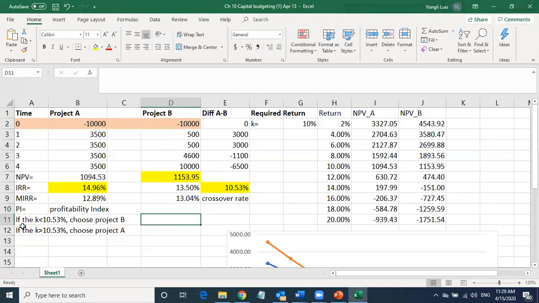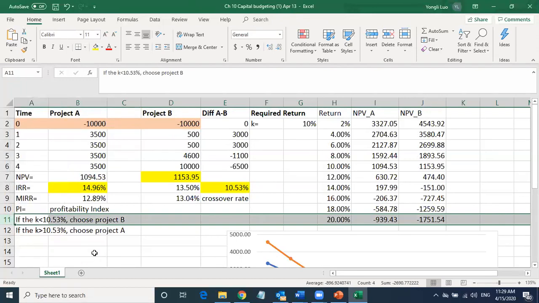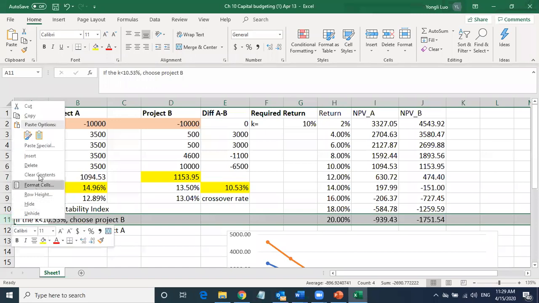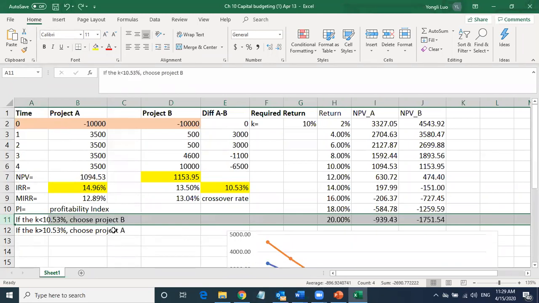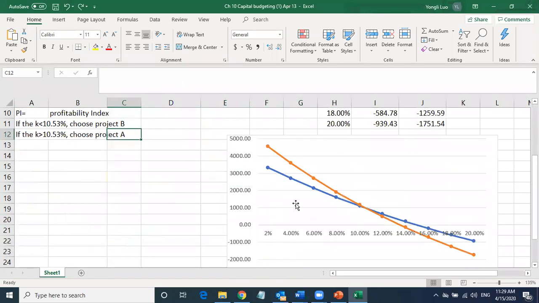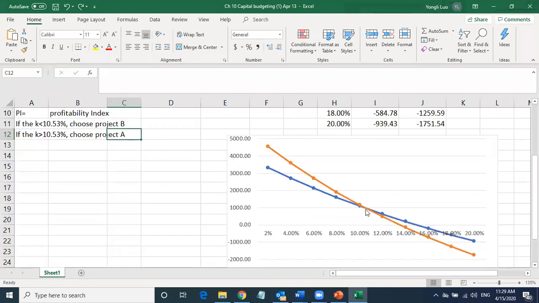Are we done with the net present value? Yeah. Okay, so what decision did we make? After finding the net present value profile, does it help us determine if we're choosing A or B? Yeah. So if you do the net present value profile, you see that somewhere they cross, right? It's around 10%.